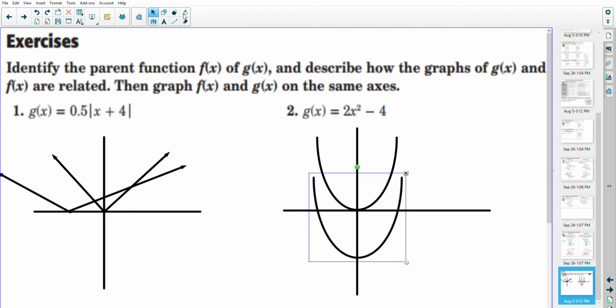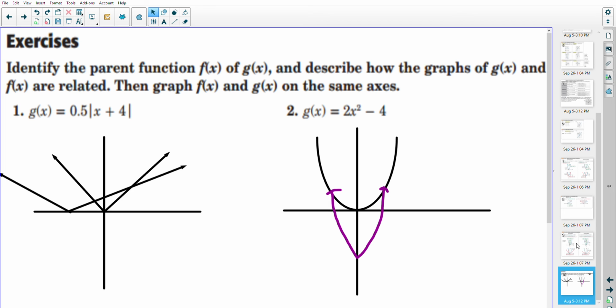This is going to get a little bit ugly here. But for the most part, we're looking at shrinking by about twice as much, which looks something like this. And therefore, that's going to be the purple graph.